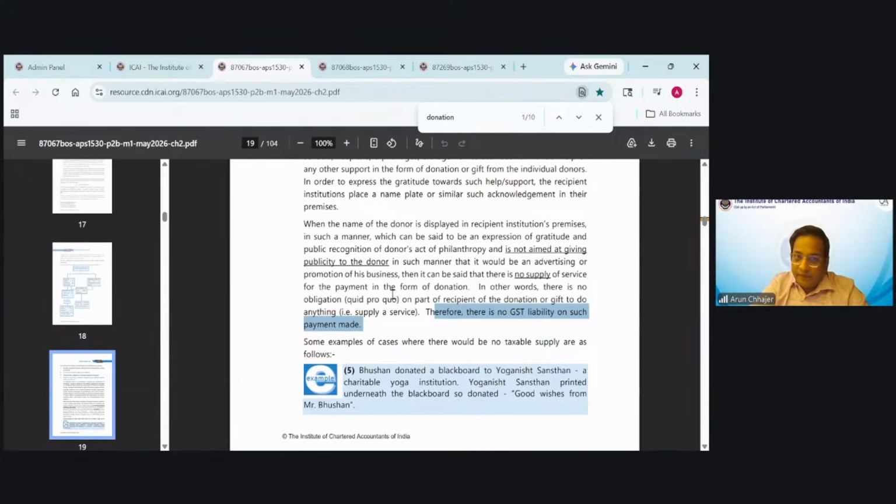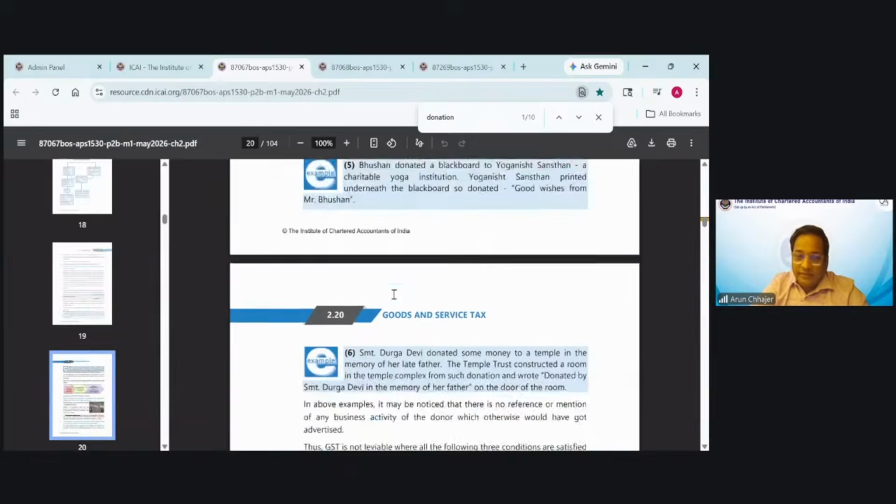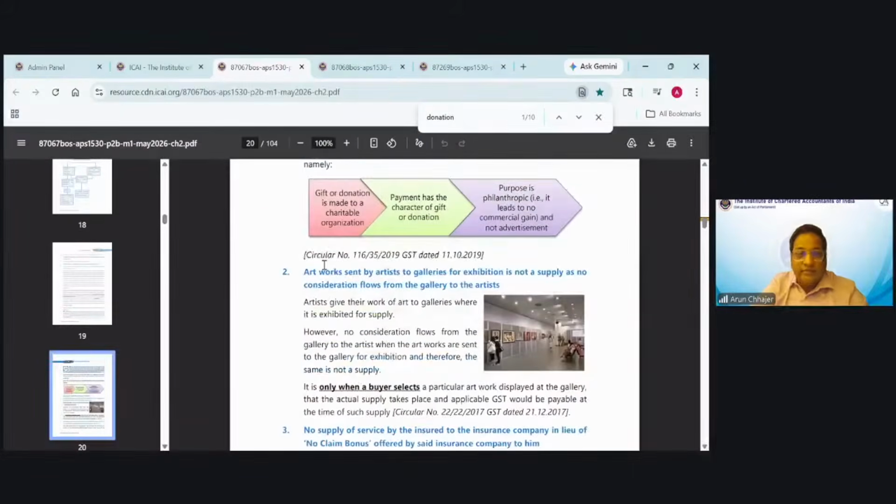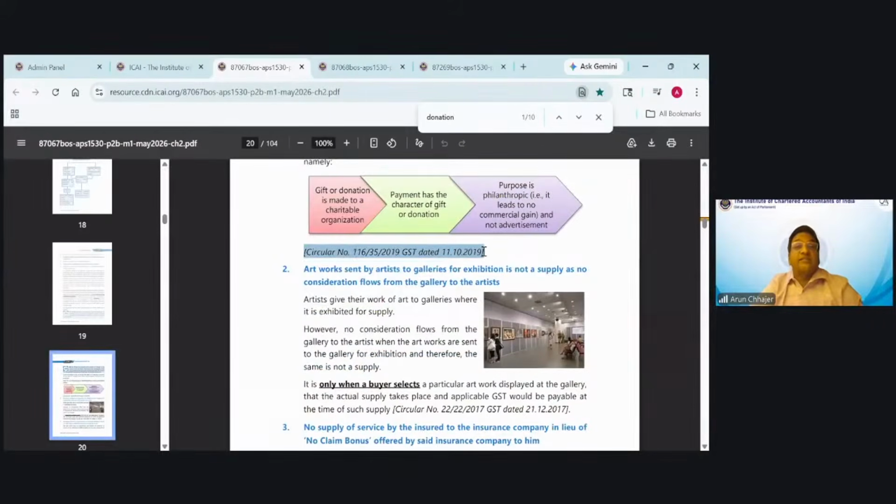ठीक है ना? So आप इसको देख लीजिएगा, एक detailed circular भी, ये वाला circular था, this was the circular in which this statement was written, Circular 116 given by the CBIC. Is that clear?